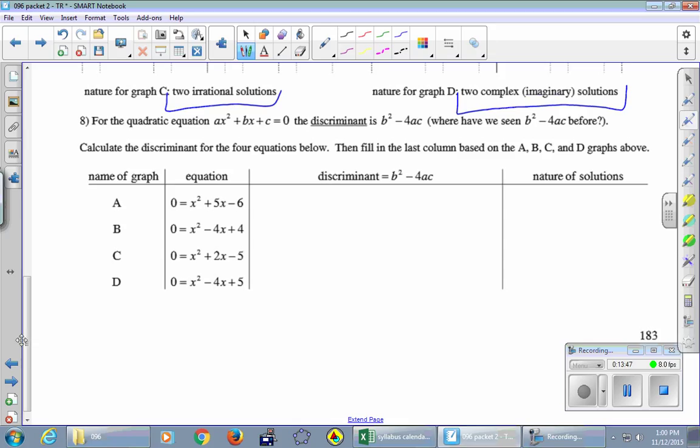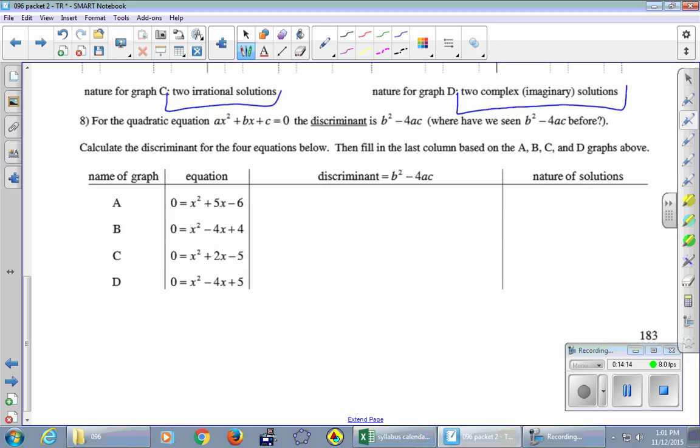And so here's a definition, number 8. For the quadratic equation, ax squared plus bx plus c equals 0, the discriminant, brand new word, is b squared minus 4ac. Where have we seen that quantity before? It's inside the radical in the quadratic formula. Yeah? Negative b plus or minus square root of b squared minus 4ac, all divided by 2a.